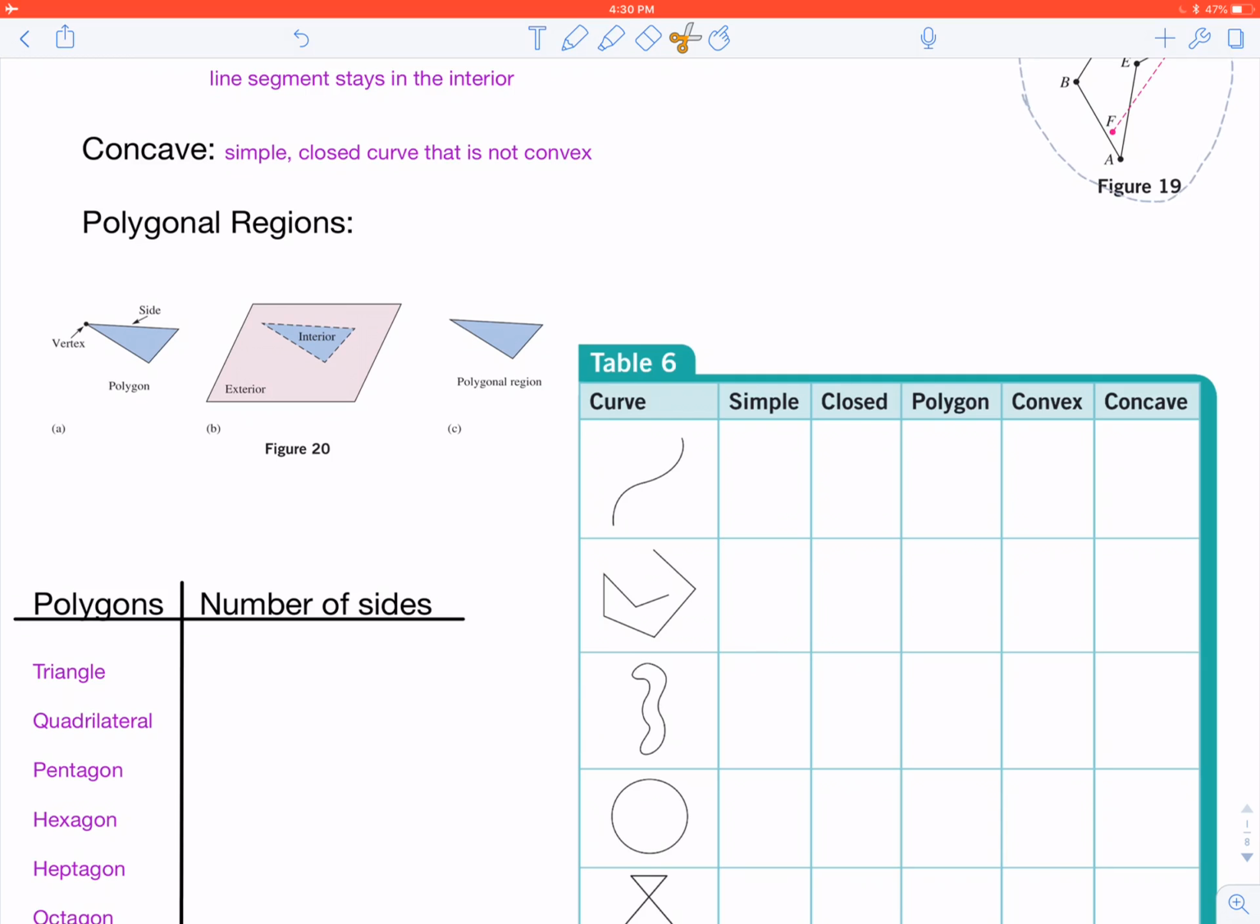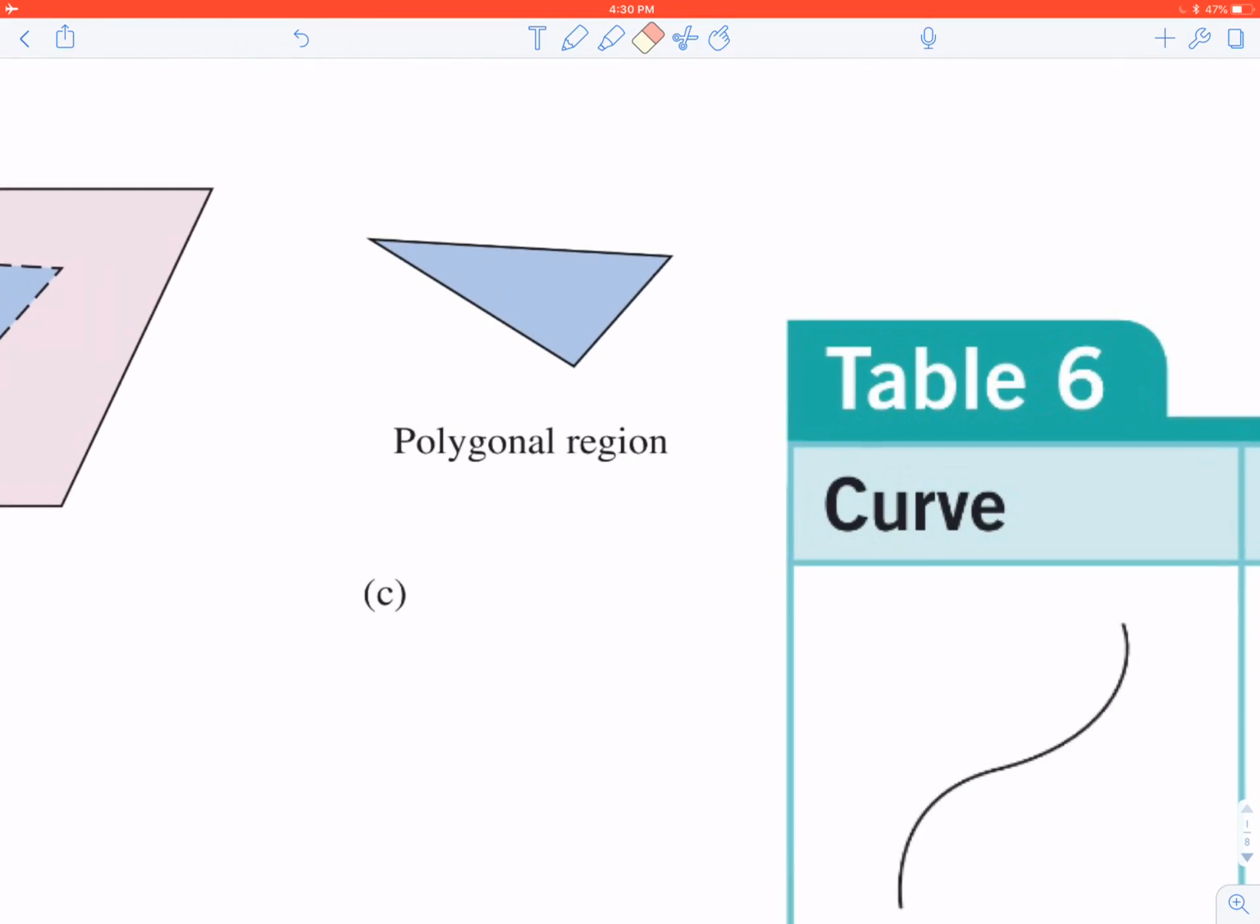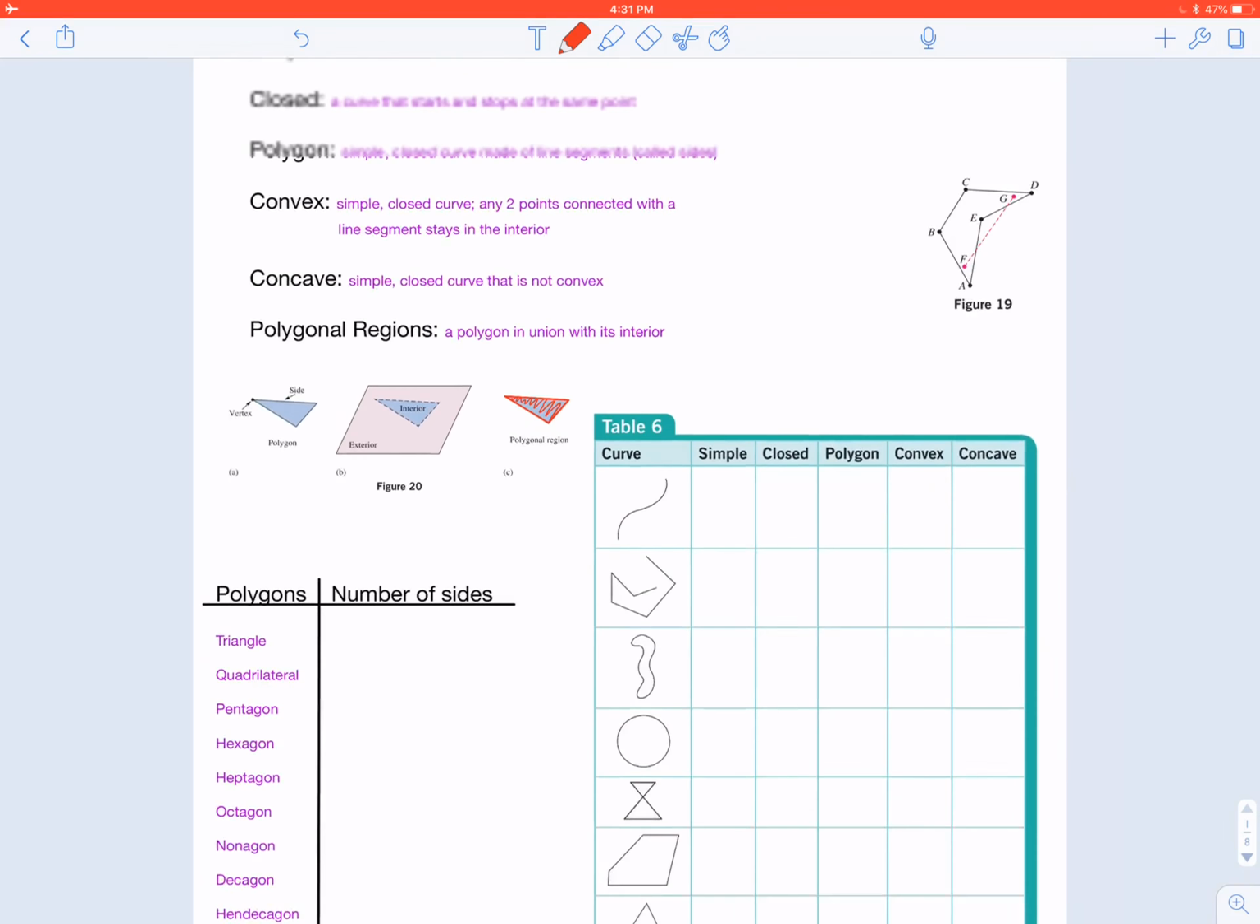I could have the interior of the polygon, the exterior of the polygon. A polygonal region is where my polygon is in union, or combined, with its interior. So in this case, the polygonal region is not just the polygon itself where I have my 3 line segments, but it's also the inside of my polygon combined with that. So the red piece is the polygon, but when I include that with all of the stuff on the inside, that's going to be my polygonal region.